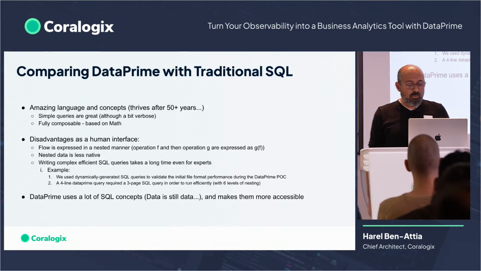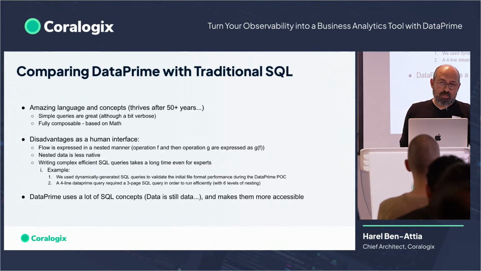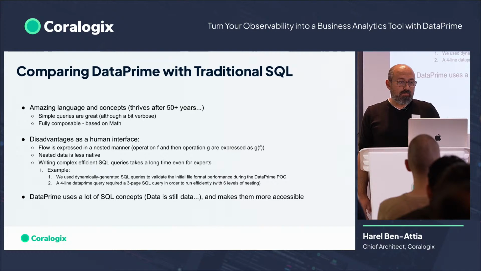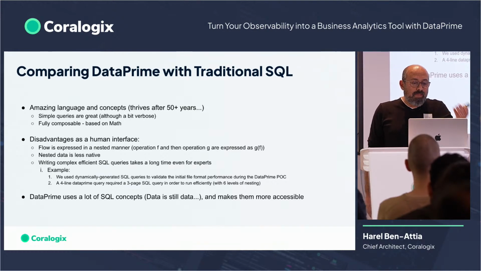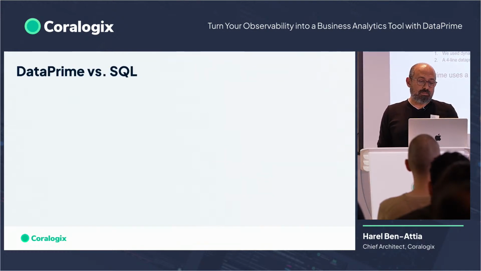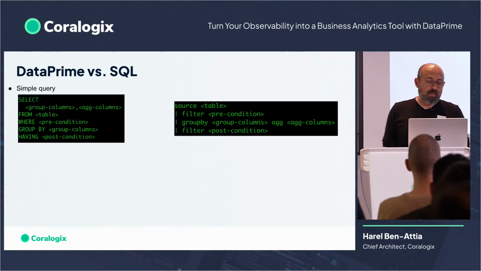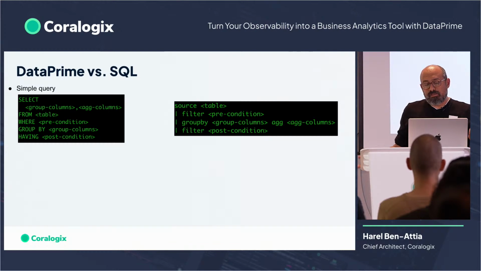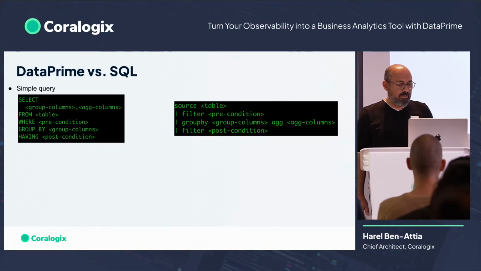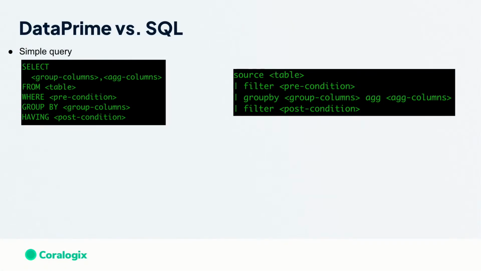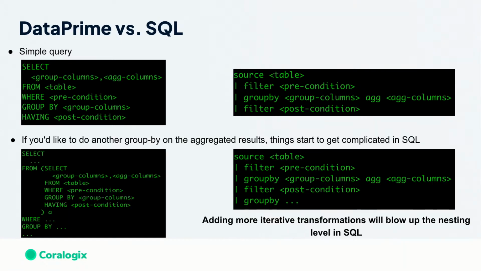But I want to show that even though DataPrime uses a lot of SQL concepts, it makes them much more accessible and reusable. So let's see a couple of examples. A simple query is very nice in SQL as well. There's no big difference. A little bit verbose because the group columns are actually duplicated in SQL versus DataPrime, and it might be a little bit more error prone in SQL, but that's not a big deal.